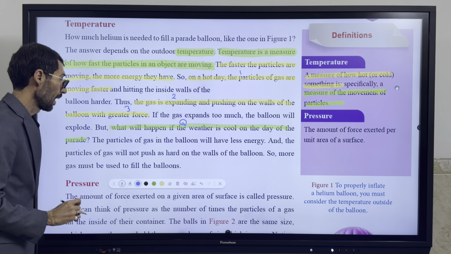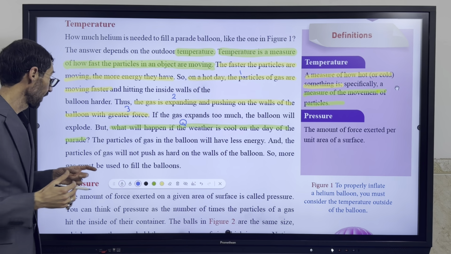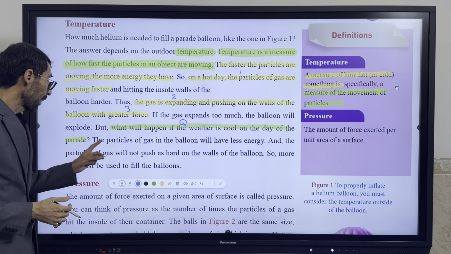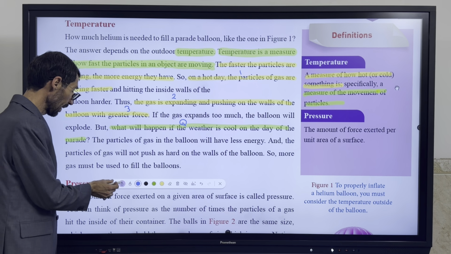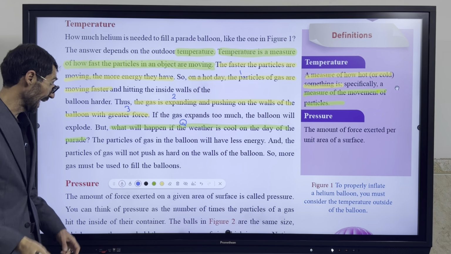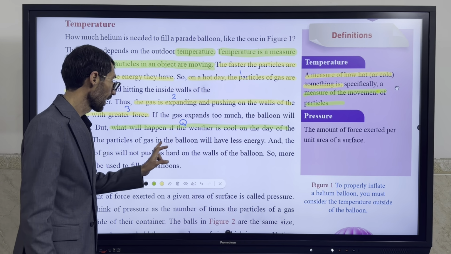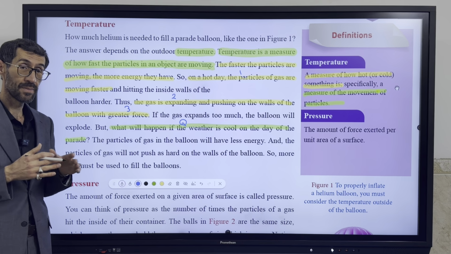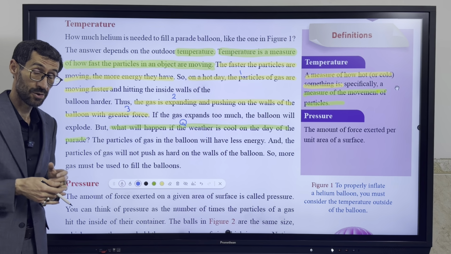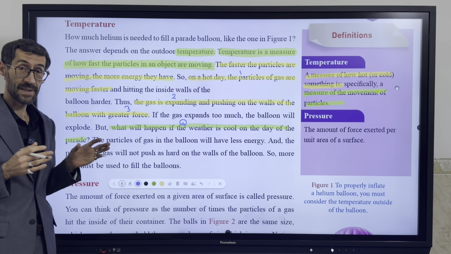Question. Question about what? Question about the cold weather. The particles of gas, this is the answer to the question. So the question is followed by the answer. It says the particles of gas in a balloon will have less energy. So energy actually will reduce, right? And energy will reduce. So we have the opposite situation.